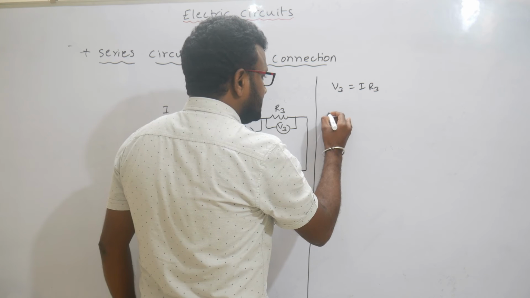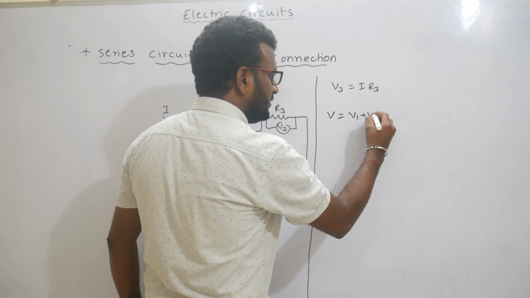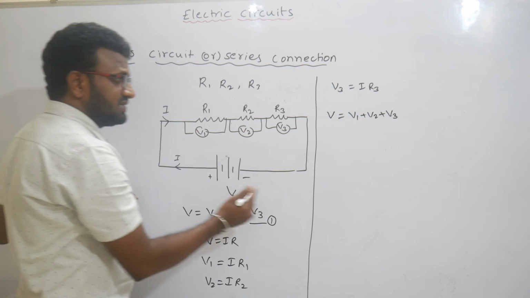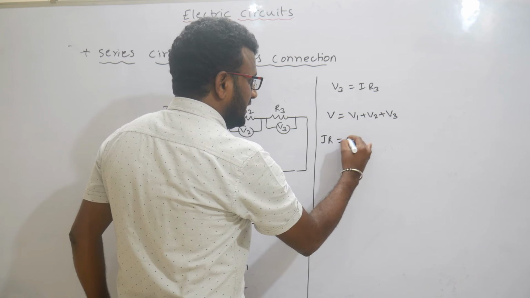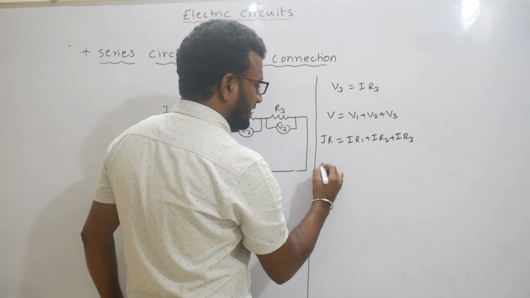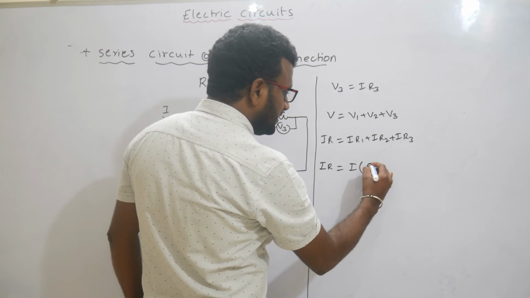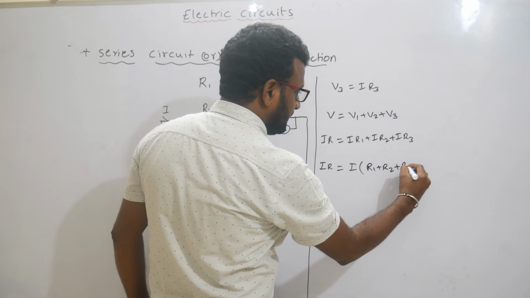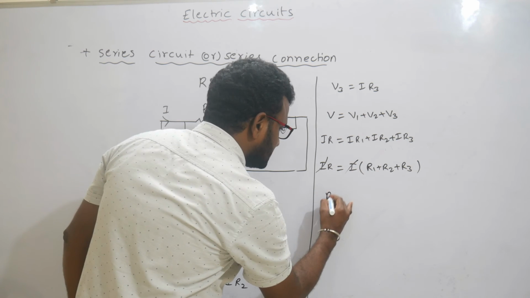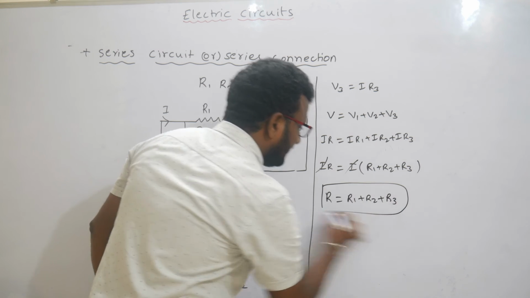Equation 1 is V is equal to V1 plus V2 plus V3. If I substitute the V1, V2, V3 values in equation 1, then you will get IR is equal to IR1 plus IR2 plus IR3. On the right side I take I common: IR is equal to I times R1 plus R2 plus R3. Cancelling I on both sides, you get R is equal to R1 plus R2 plus R3.